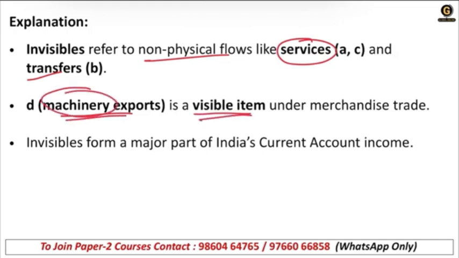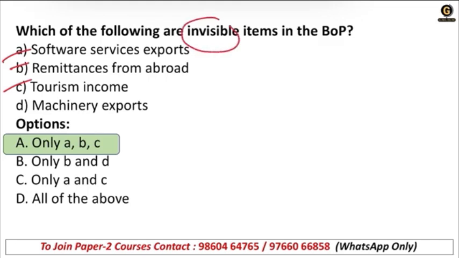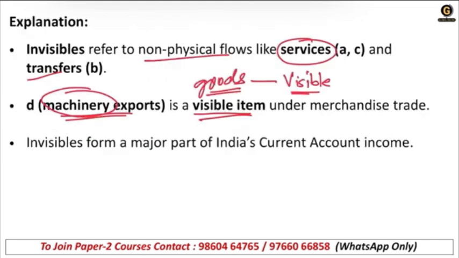D, the machinery exports, is a visible item. Obviously, it is a good, right? It is a kind of goods, and goods are visible, right? And the question is about invisible, correct? That is why machinery exports are not considered in that. Invisibles form a major part of India's current account income, not the capital account.